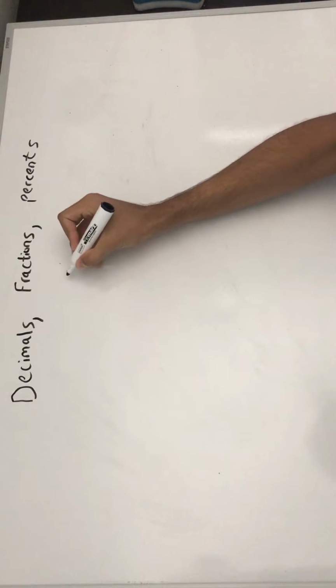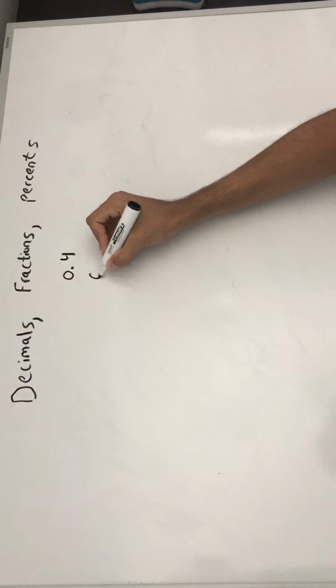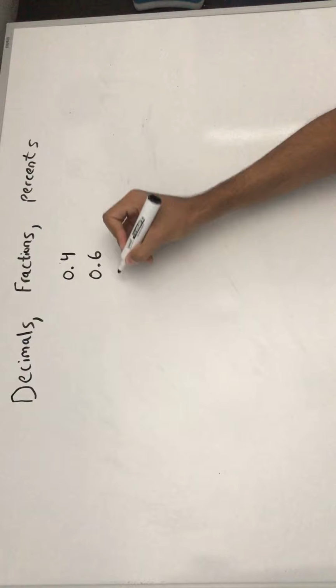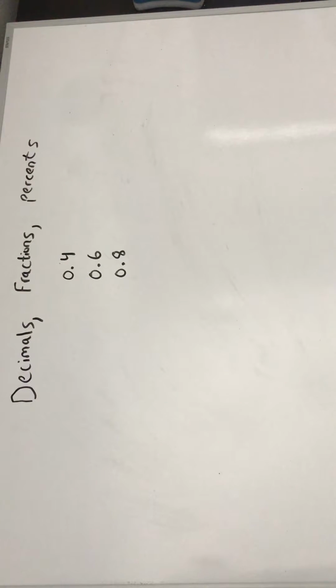For instance, we say that 0.4 is a decimal. Similarly, 0.6 is a decimal. 0.8 is also a decimal. And so these are denoted as decimals. However, when we're looking at fractions, we write this in the form of a over b, where a and b are integers, so they're classified as numbers that are not fractions.